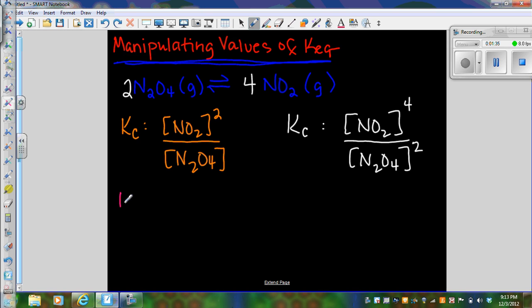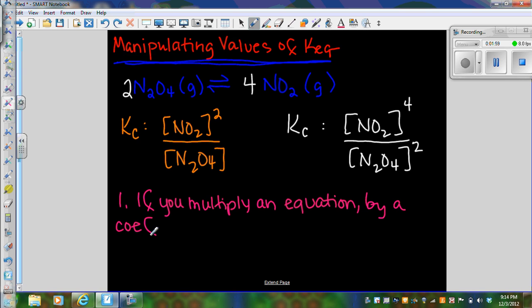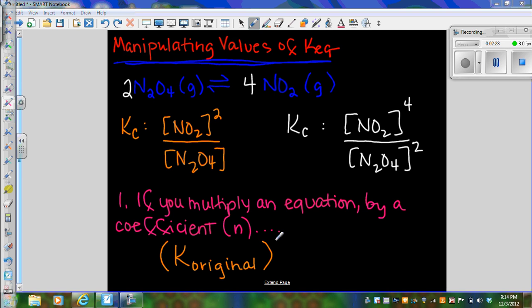So that's our first rule for manipulating these values: if you multiply an equation by a coefficient, and when I say coefficient, I just mean some number, and I'm going to call that coefficient n, what you will do is take your original equilibrium constant and raise it to the power of n to get your new equilibrium constant value.